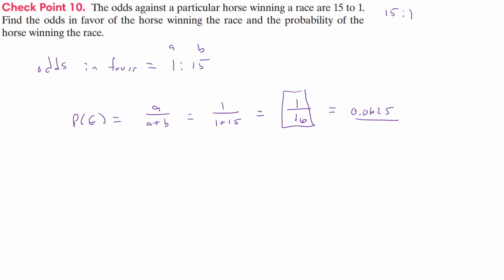So you have to find the odds against, then switch the odds against to odds in favor. Once you have odds in favor, you have your A and B, and we can find the probability of E by taking A over A plus B. All right, so hopefully that will help you get through this section.